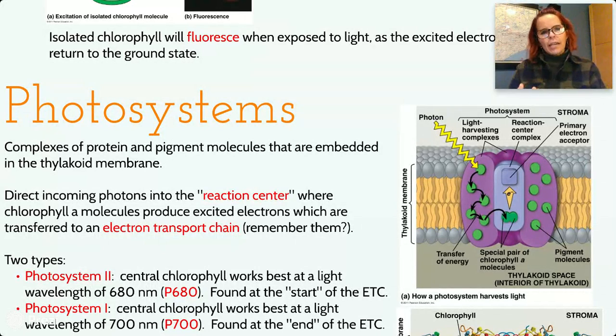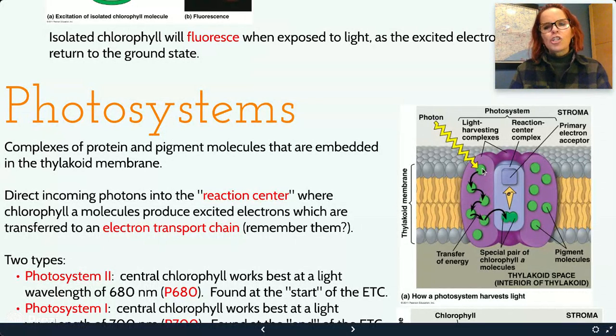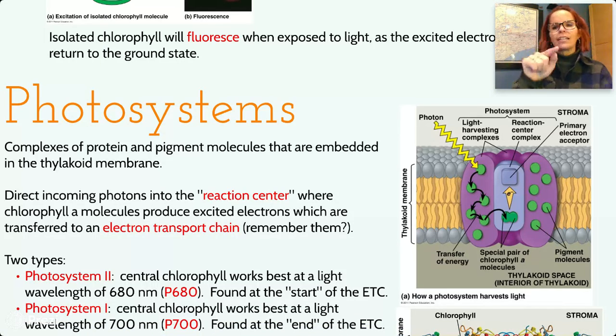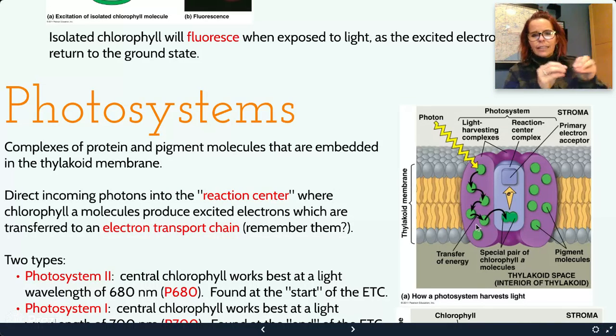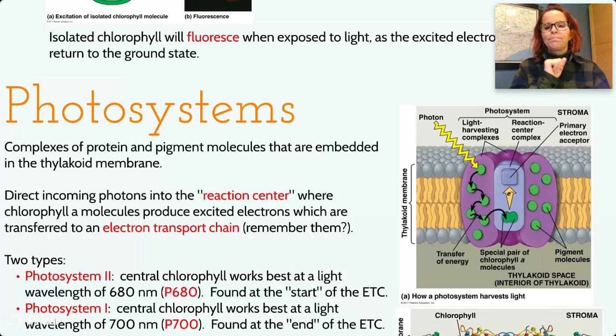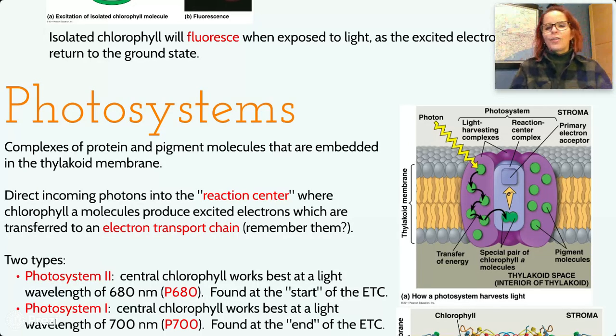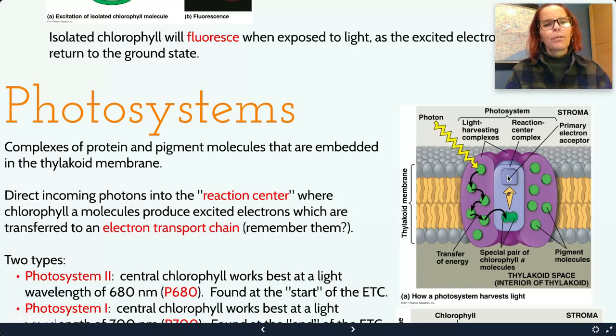Photons hit the different pigments, and the energy is transferred from one pigment to the next. As one electron gets excited, the next electron gets excited, the next electron gets excited, and energy is getting transferred from one to the next until it finally gets focused into what is called the reaction center complex. In the reaction center complex is a special pair of chlorophyll A molecules. When their electrons get excited, they get ejected and actually lost. They get ejected into what's called the primary electron acceptor.